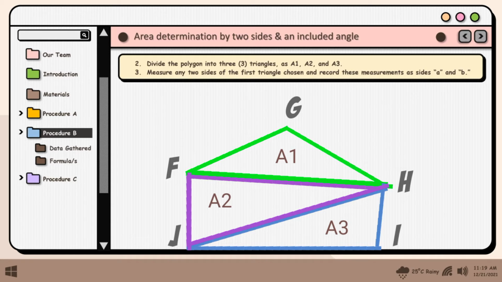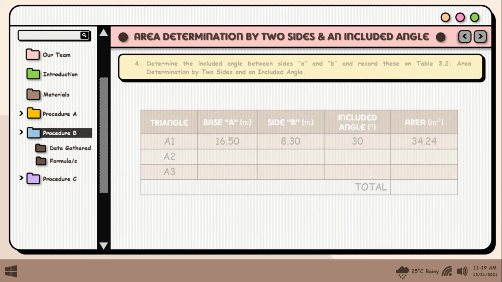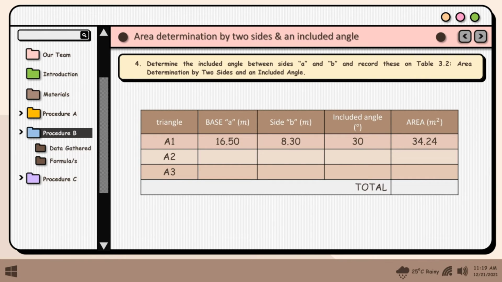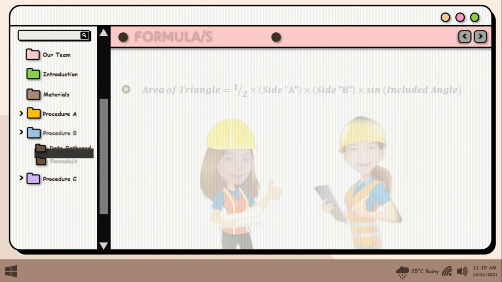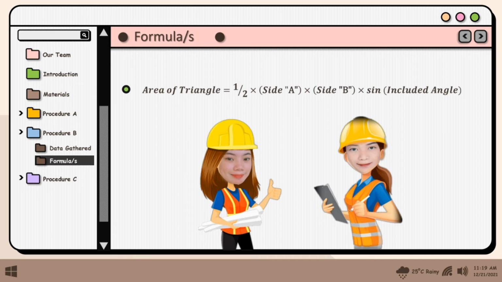Step 3. Measure any two sides of the first triangle chosen and record these measurements as sides A and B. Step 4. Determine the included angle between sides A and B and record this on Table 3.2. Area determination by two sides and an included angle. To get the area of the triangle, multiply side A times side B times the sine of the included angle, then multiply by 1/2.